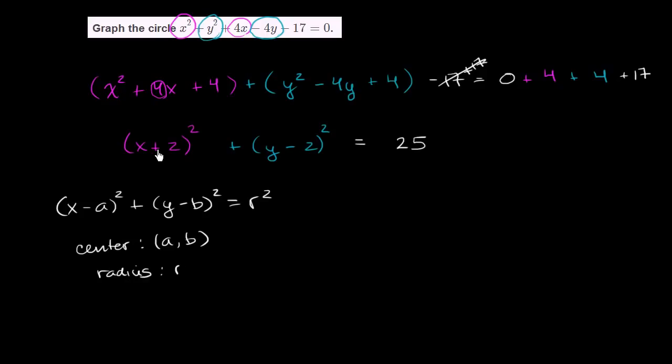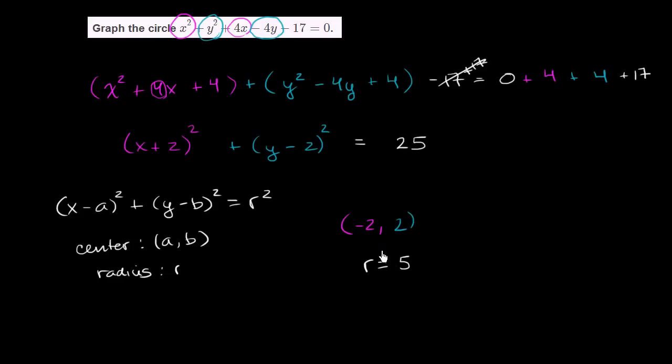So if we look over here, what is our a? We have to be careful here. Our a isn't 2, our a is negative 2. X minus negative 2 is equal to x plus 2. So the x-coordinate of our center is going to be negative 2, and the y-coordinate of our center is going to be 2. Remember, we care about the x value that makes this 0 and the y value that makes this 0. So the center is negative 2, comma 2, and this is the radius squared. So the radius is equal to 5.